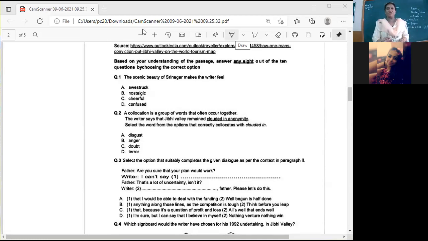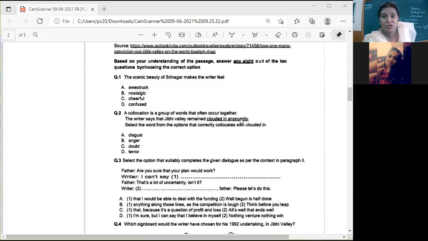I just want to bring to your mind that it is not going to be easy scoring marks, even in comprehension, right? The scenic beauty of Srinagar makes the writer feel awestruck, nostalgic, cheerful, or confused. He thought about the beauty of Himachal Pradesh when he saw that, isn't it? So it is nostalgic. What is nostalgic? It is fond memories, pleasant memories, like when you're grown up and you think about your childhood with nostalgia. So memories which bring back emotions.